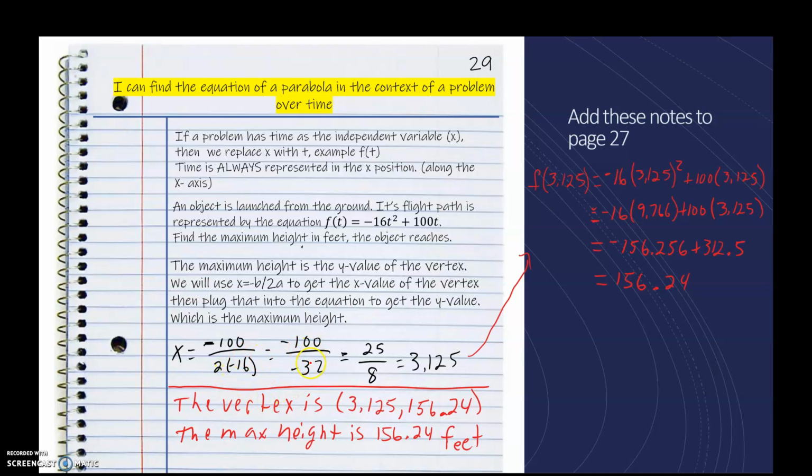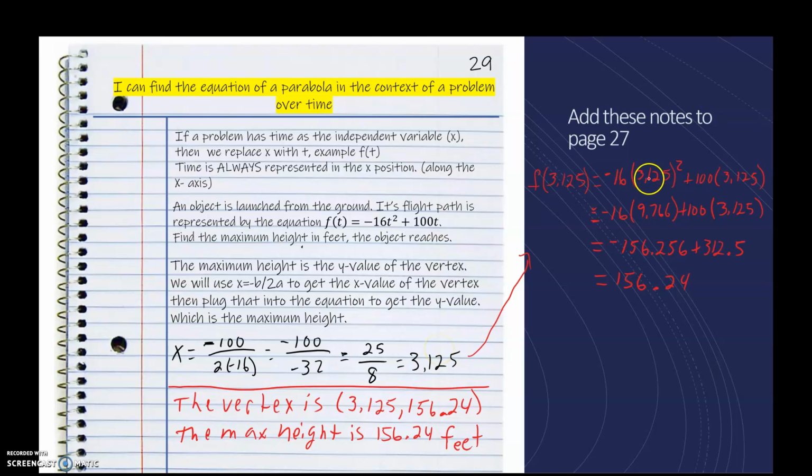And you can just type this into Desmos and it'll get you the decimal really fast. I just showed the steps. So in this situation, I think a decimal is easier to use. It makes more sense. So then that's the x value. So in 3.125 seconds, the rocket's going to reach its maximum height.